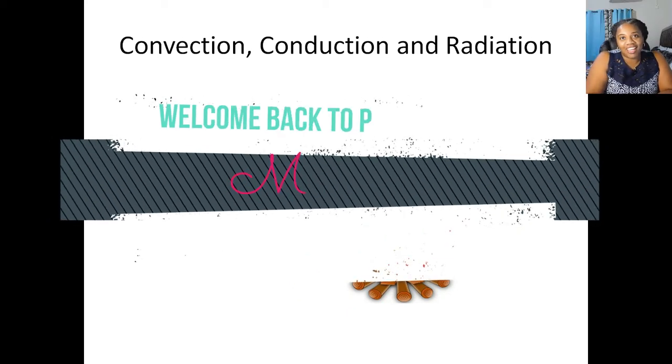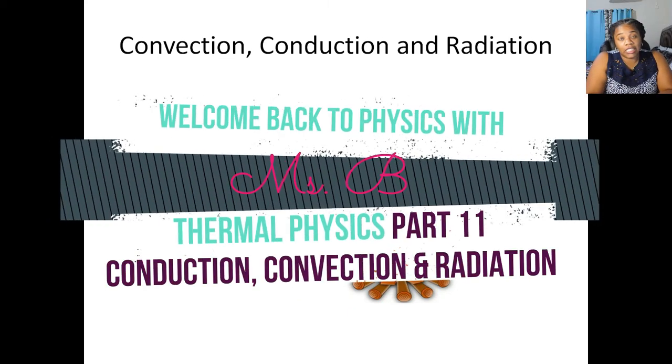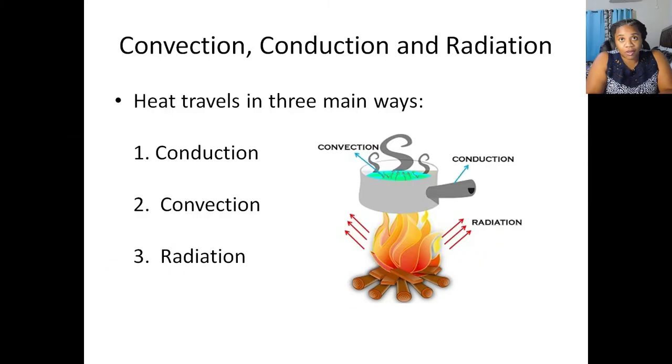Alright, so welcome back, and we are now finalizing thermal physics. So here goes. Convection, conduction, and radiation. Heat travels in three main ways: conduction, convection, and radiation. And as you can see here, the different types. So we're going to get into it.